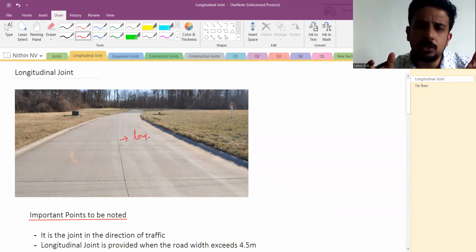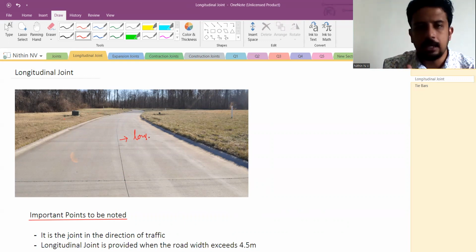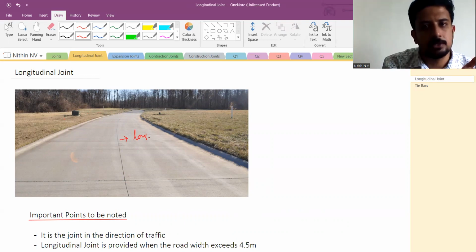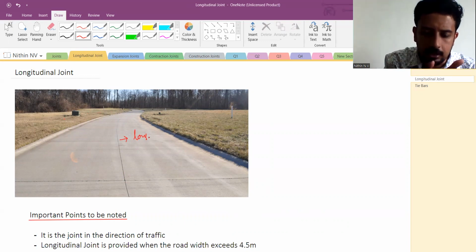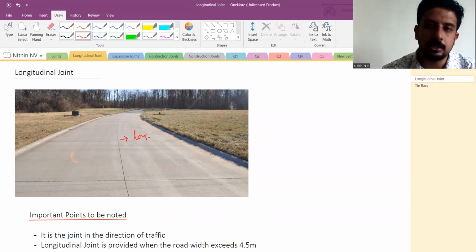Now, when will that joint, that gap, happen? When we are keeping two slabs sidewise, right? Maybe one tile I'm keeping, another tile I'm just placing sidewise on one side of the tile. Then there will be a gap in between them. Similarly, one concrete slab we are keeping, then the next slab sidewise. And there will be a gap, that is called the longitudinal joint.